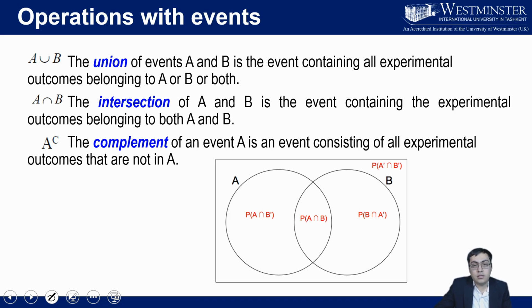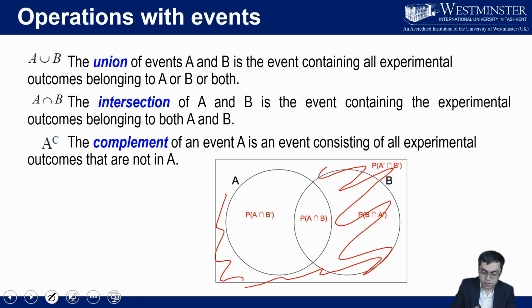Then let's talk about intersection. The intersection of A and B is just the event that contains all things that are included in both A and B. So in our Venn diagram, the intersection of A and B is going to be this thing over here. And finally, the complement of an event A is an event that consists of all outcomes that are not included in A. So in this case, a complement is just going to be all these things we have over here. That is something that is not included in A.